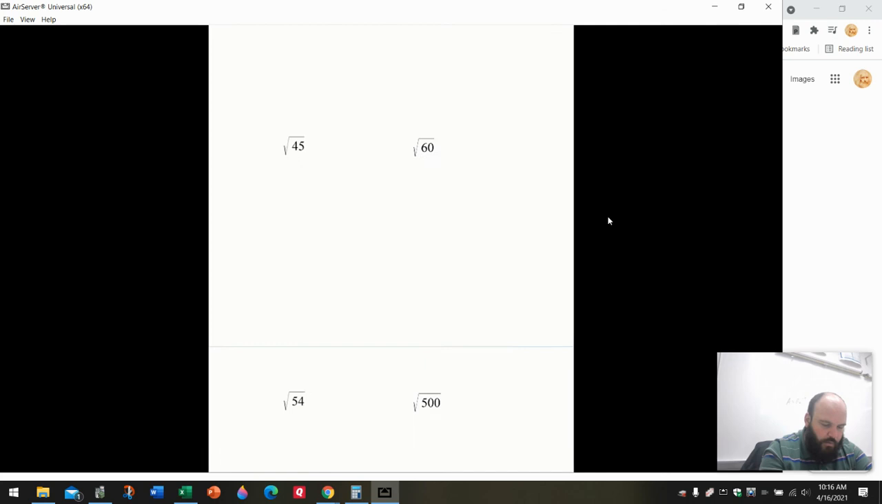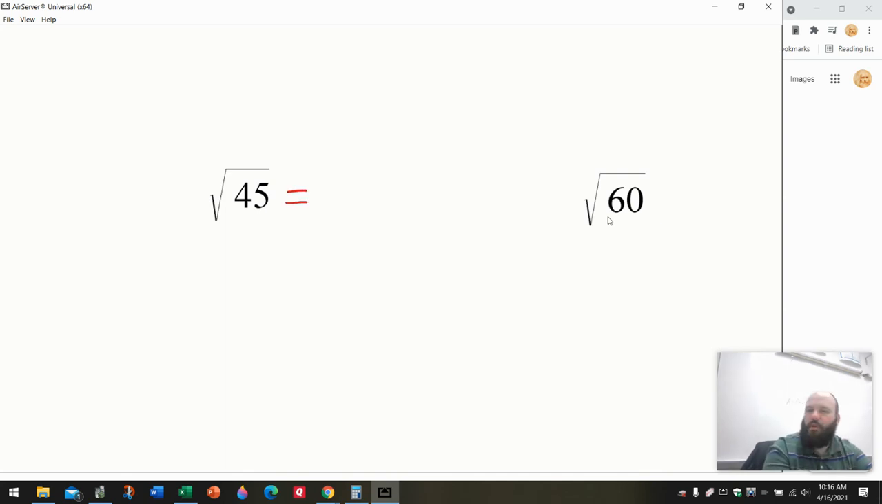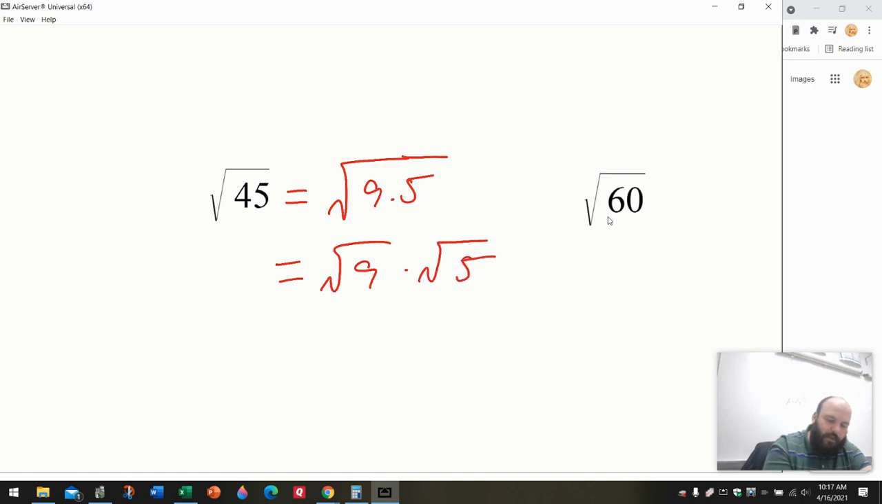Now we'll do a couple more. I got about 4 more for you. So we'll start with this 45. Hopefully you can recognize that 45 is a multiple of 9. So this would turn into the square root of 9 times 5. Now, why do I want the 9? Well, 9 is a perfect square. So that will allow us to square root the 9 and square root the 5. The square root of 9 is 3. And then we leave it as the square root of 5 because that will not simplify anymore.